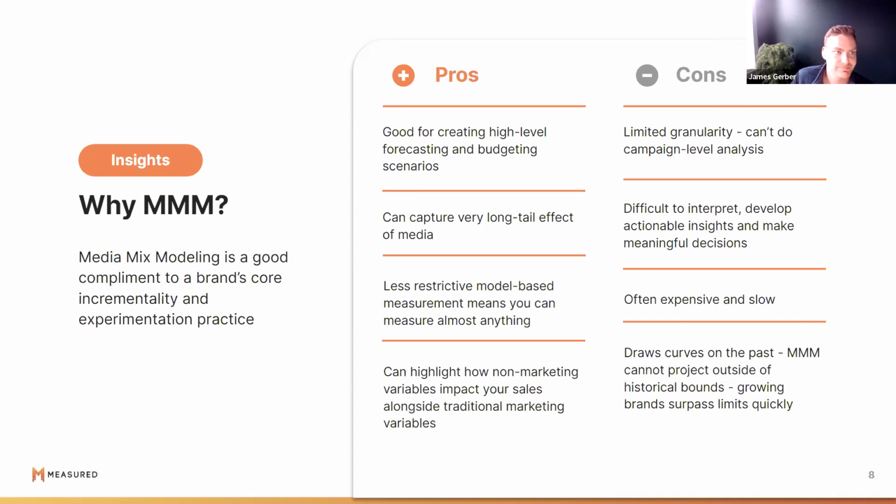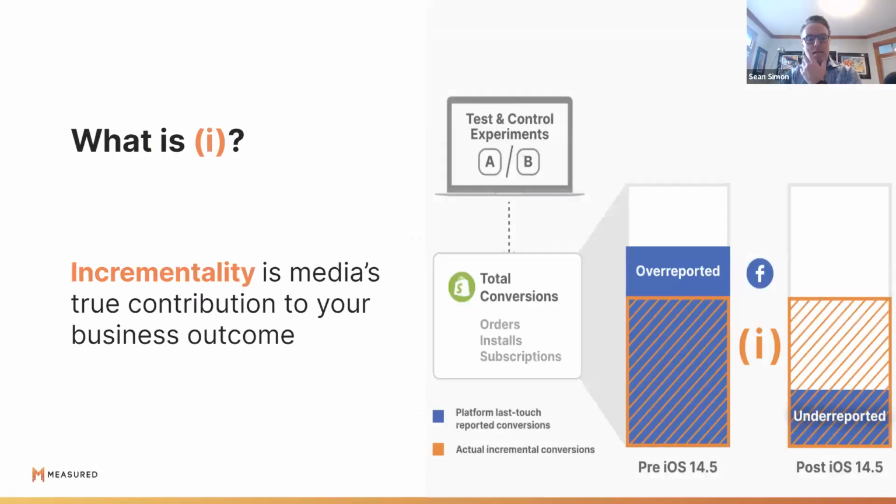Okay, so let's talk incrementality. All right, so what is incrementality? Incrementality generally is your media's true contribution to your business outcomes, right? So most times it's sales and conversions. When we talk about incremental conversions, what we're talking about are conversions that would not have happened if not for the media, right? And so what we've seen historically is that pre-2021, and actually pre-April 2021, right? So pre-iOS 14, you can kind of universally say all of my digital media vendors are over-reporting.